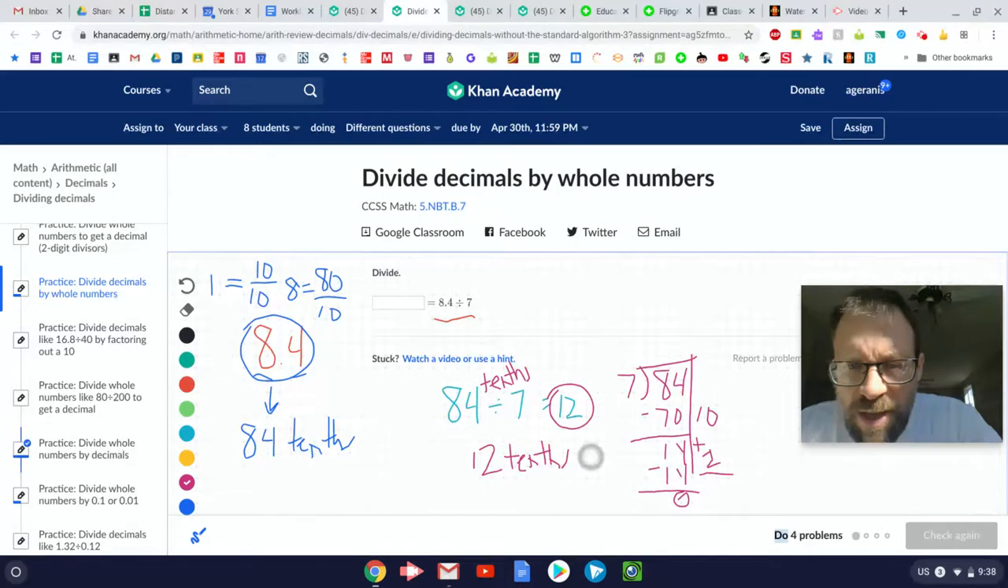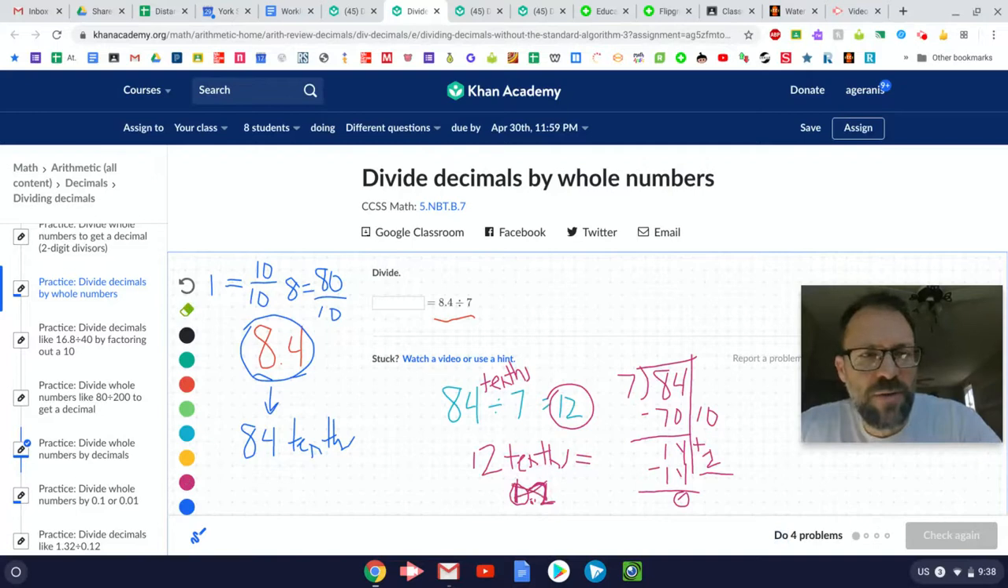And 12 tenths can be written as 12 tenths. That's 1 and 2 tenths. 10 tenths in the 1 and 2 tenths left over. 1 and 2 tenths. Can you see the decimal there? Let me write that again. That wasn't very neat. Sorry about that. Let me write that again.